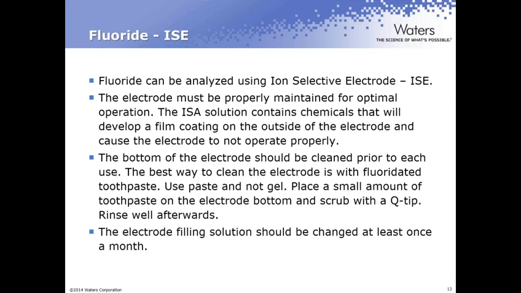Best way to do this is to place a small amount of toothpaste on the electrode bottom and just scrub it with a simple Q-tip. Make sure you rinse that well with deionized water afterwards. Long time ago, a lot of the electrode manufacturers would give you some aluminum oxide paper to clean the bottom of that with. I'd recommend, if you still have that paper, not to use it because it will eventually scratch the electrode itself.